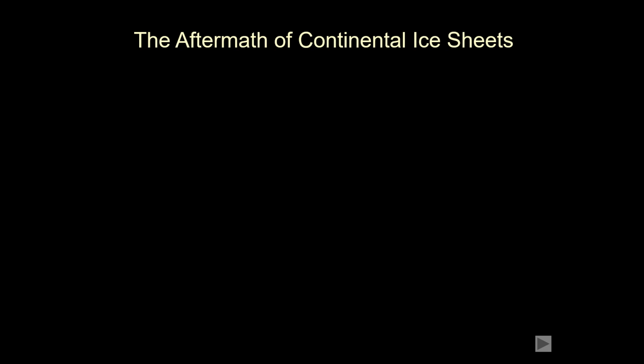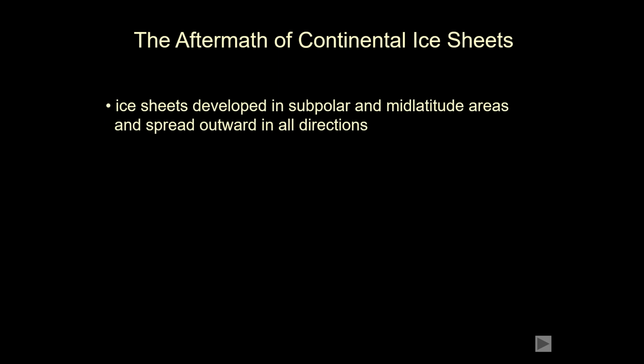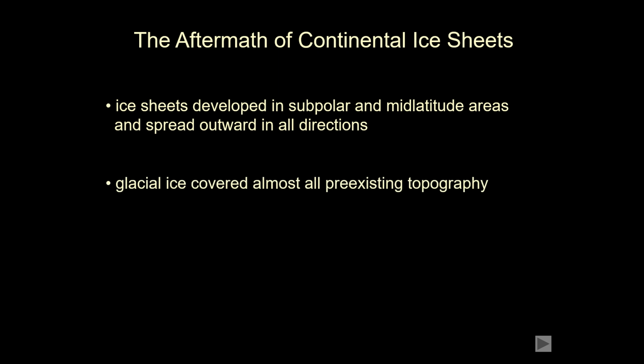Let's talk a little bit about the aftermath of continental ice sheets. We know that these ice sheets that covered the Earth during the Pleistocene developed in subpolar areas, remember around Hudson Bay in the case of the Laurentide ice sheet, and also mid-latitude areas, and then spread outward in all directions, including poleward. Glacial ice covered almost all pre-existing topography, just wiped out anything that was there.